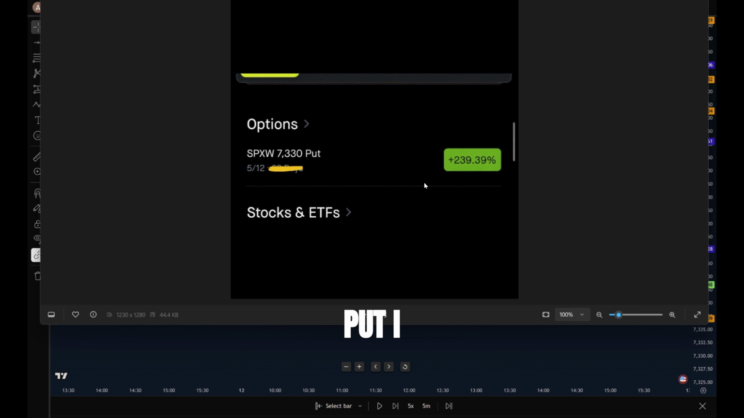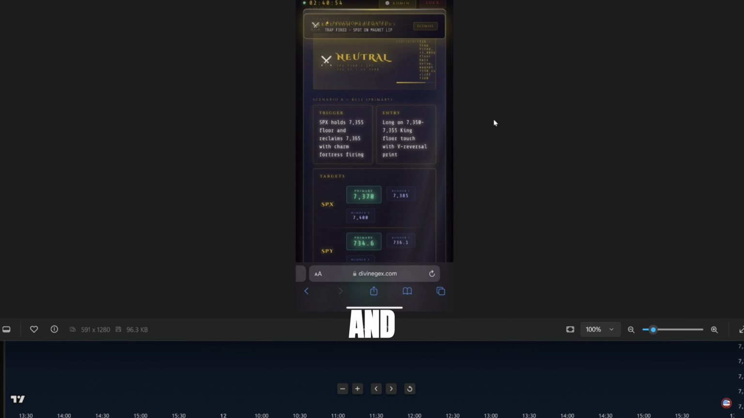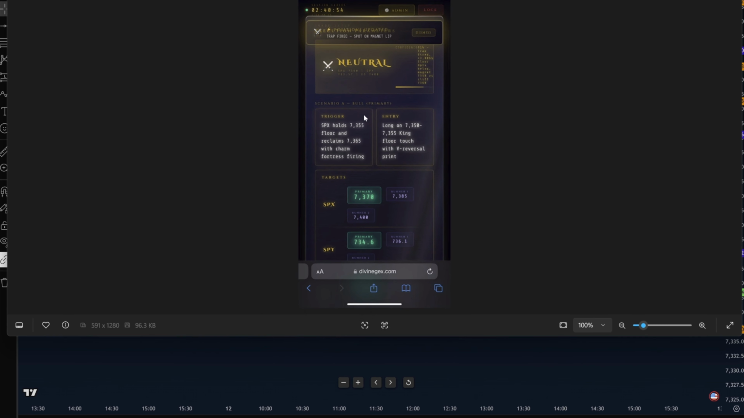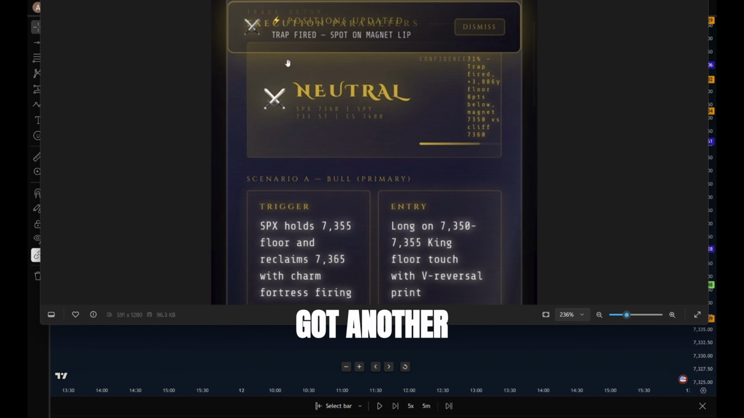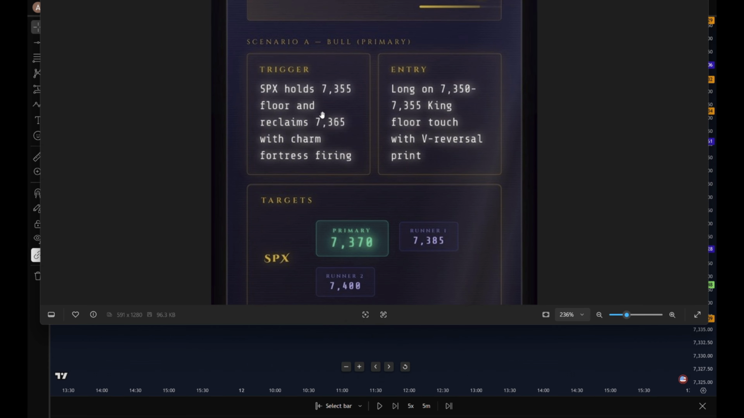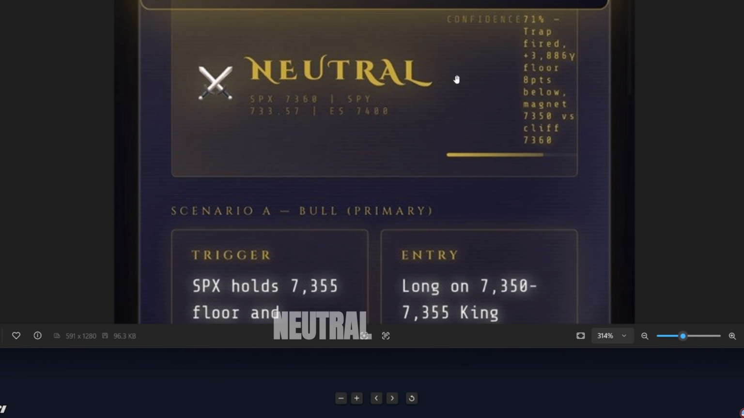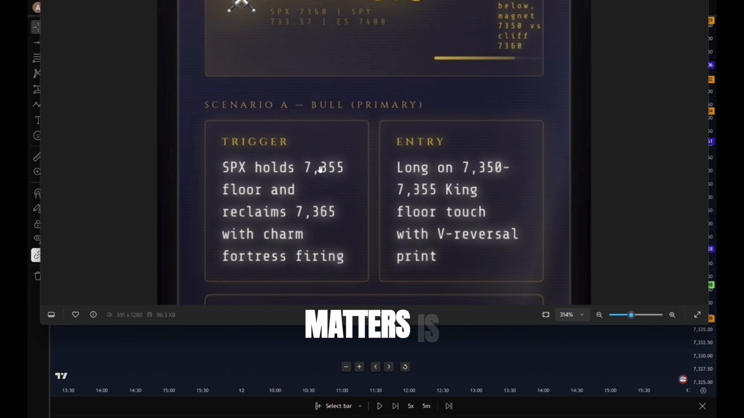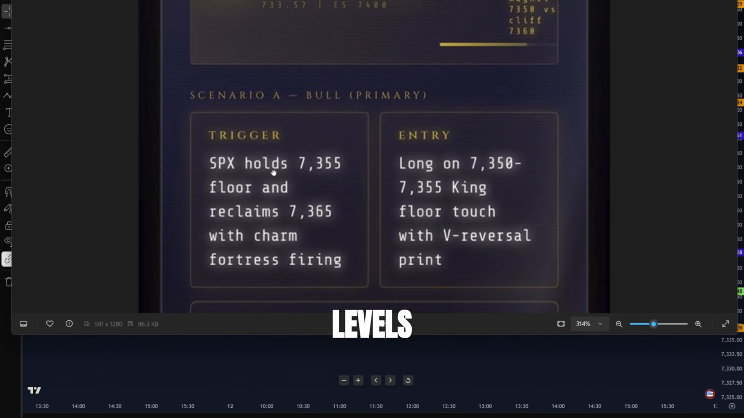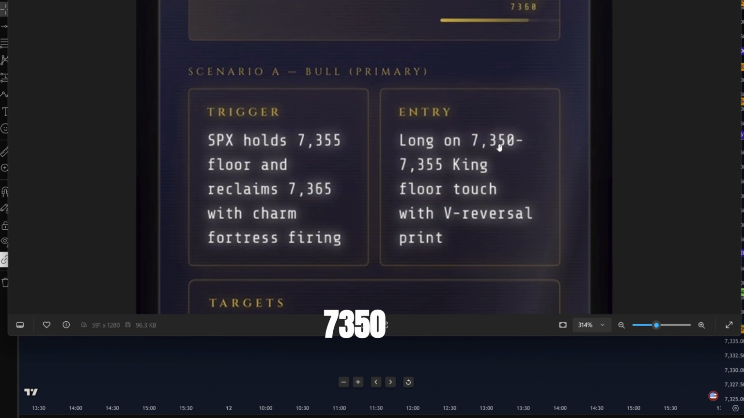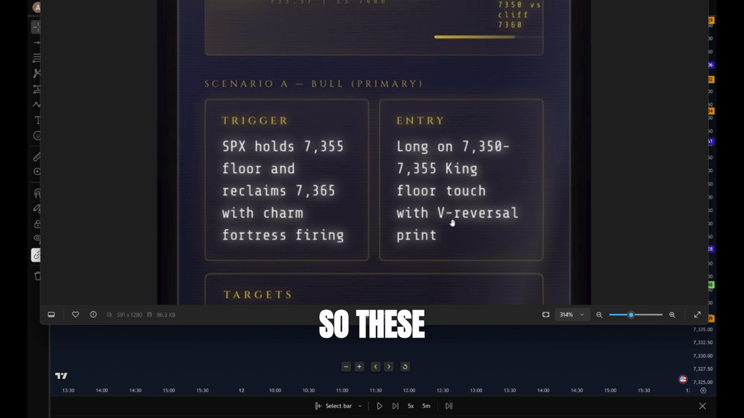And this was my put. I entered a bit late, but yeah, still secured some. And then by 1, I don't know what time, I saw it at this time. We got another setup. Again, don't pay attention to neutral, bullish, bearish, nothing. All that matters is the levels. Read the levels. So the level says SPX holds this level, floor, reclaim this and that, long on 73.50 to 73.55. So these levels are more important.